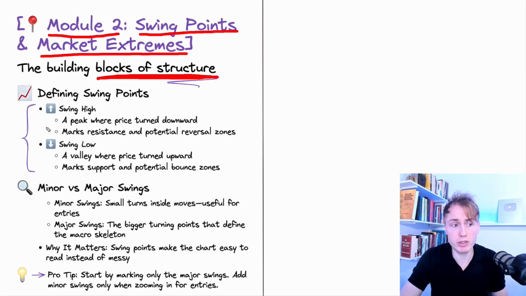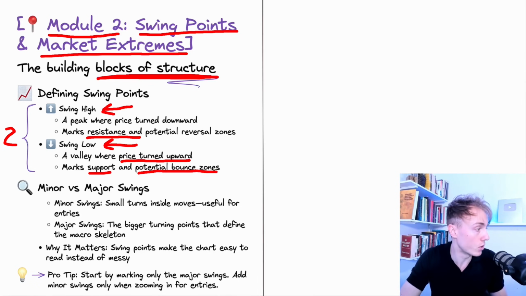When it comes to swing points, we actually have two swing points, as you can see right here. We have the swing high, which is basically a peak where the price turned downward, and this can mark potential resistance and reversal zones. And then we have the swing low. This is the opposite, a valley where the price turned upward. And this marks support and potential bounce zones.